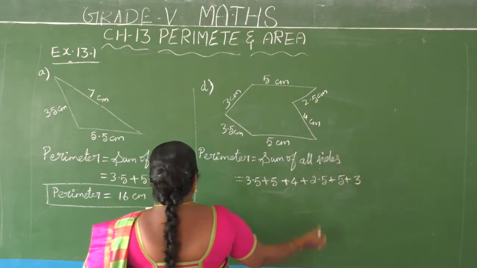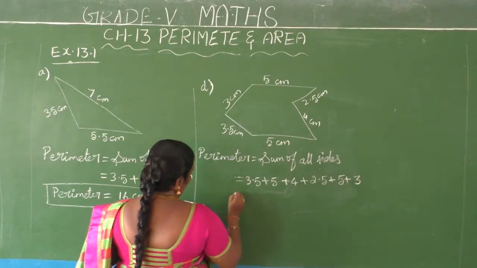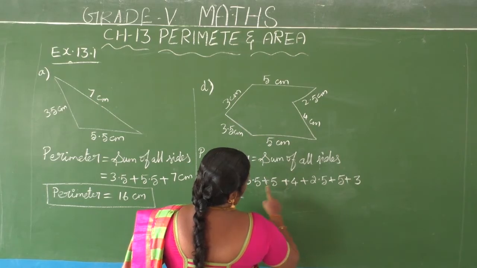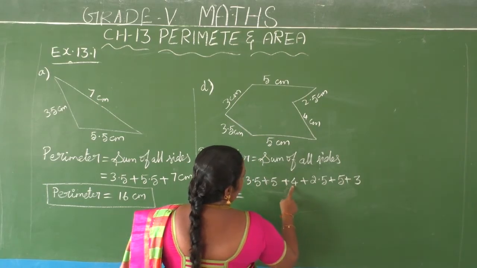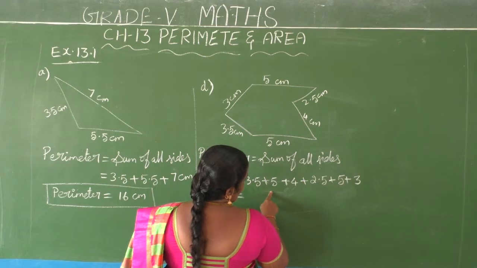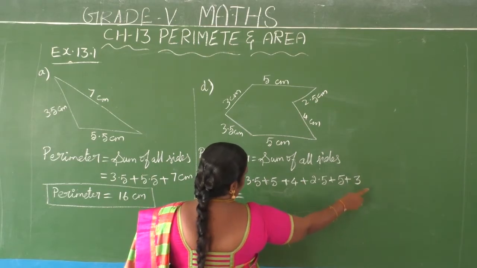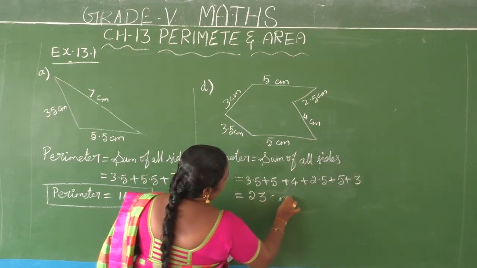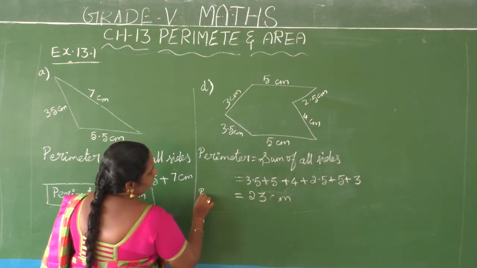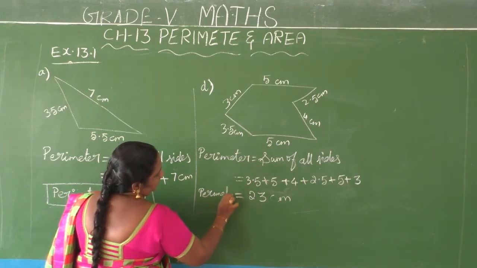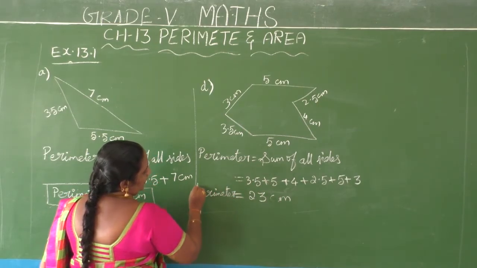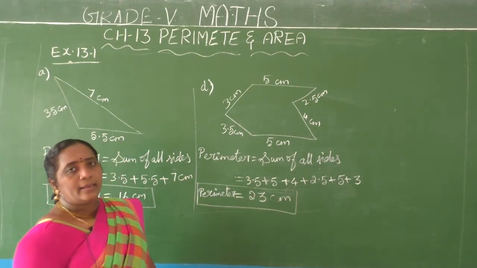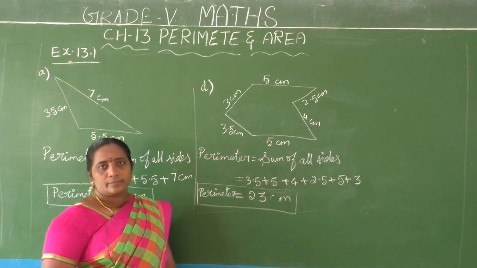Now you have to add all the sides. So what will come? 5, 6, 6 plus 4, 10, 10 plus 5, 15, 20, 20 plus 3, 23. So 23 centimeter. Therefore perimeter is equal to 23 centimeter. Okay ma.